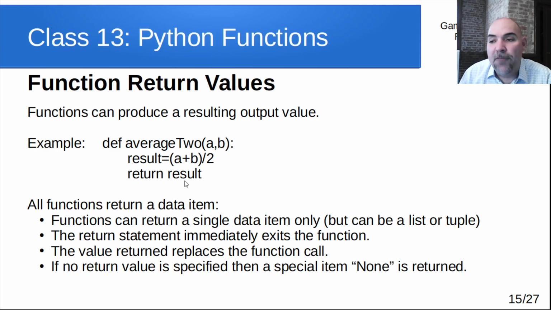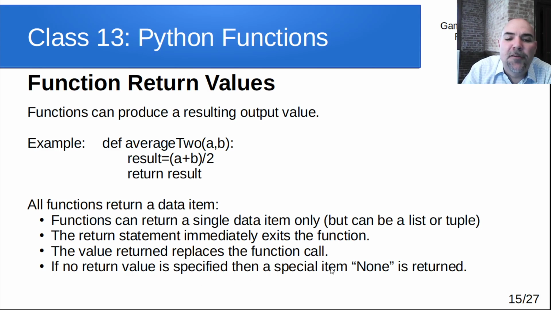The value returned from the function replaces the function call where the function was called from. So in other words, if I say compute the average of these two numbers, 10, 20, that's going to compute that as 15, and then that 15 is going to be sent back and replace the actual function call from where it was called. So that function is going to produce a value of 15 at that point.